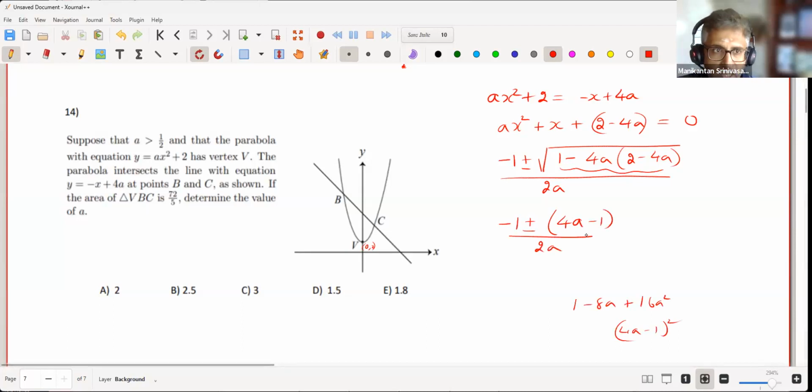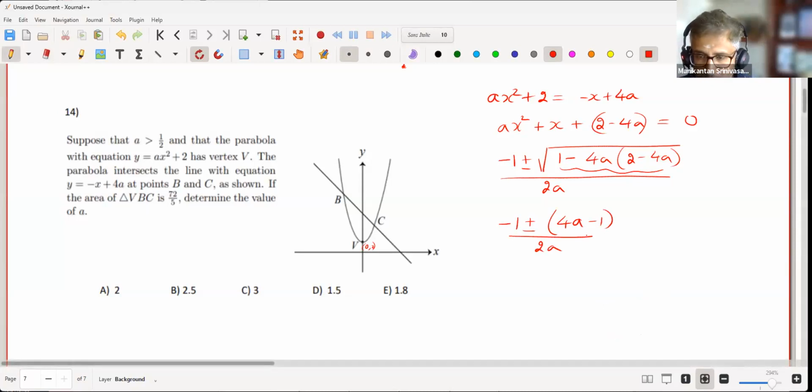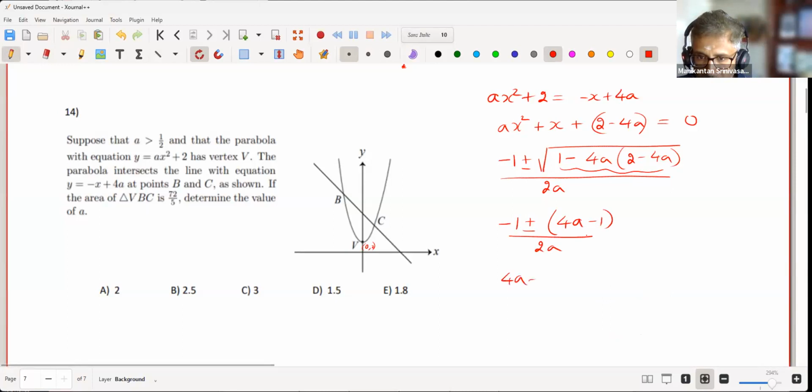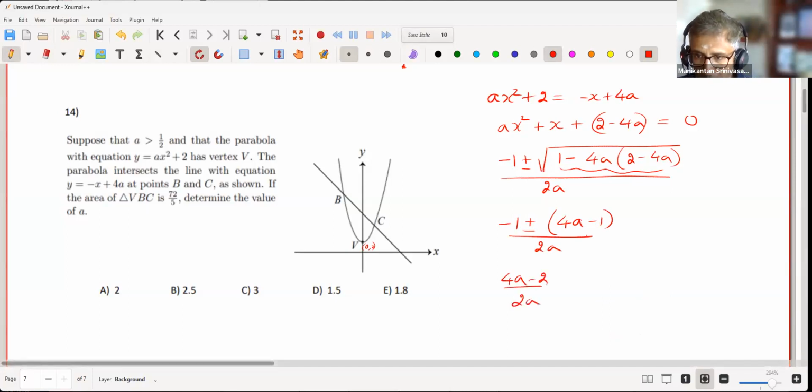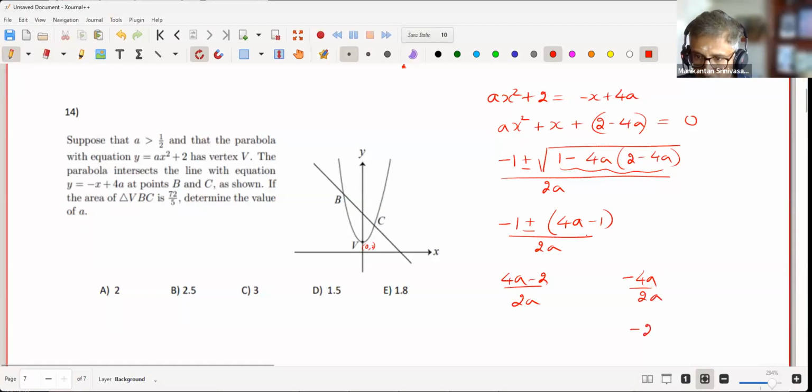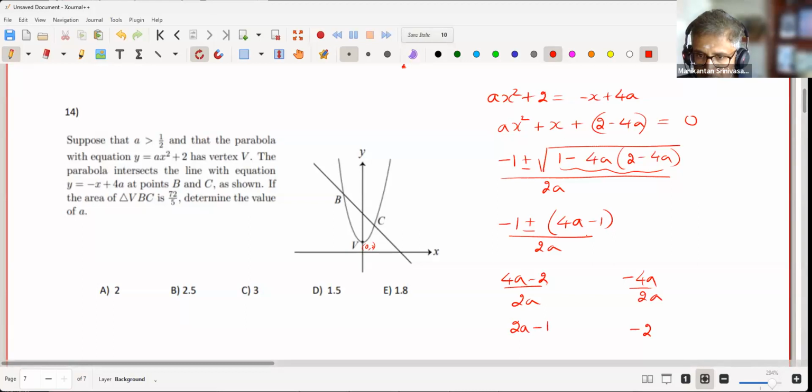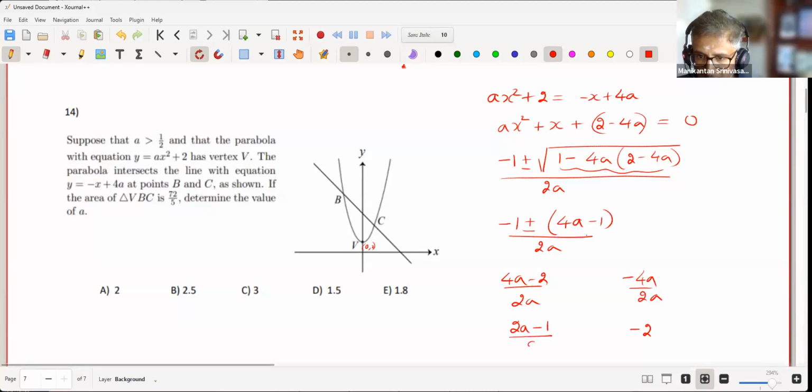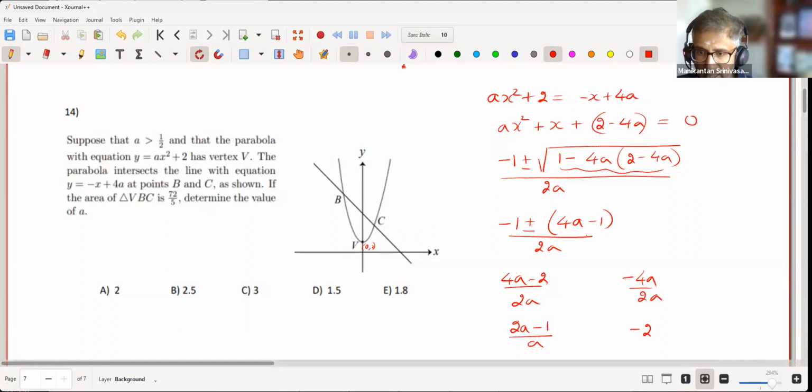So the two roots are minus 1 plus 4a minus 1. That will become 4a minus 2 upon 2a. And the other root is minus 1 minus this. So it will become minus 4a upon 2a. So the two roots are minus 2 is one root. The other root is 2a minus 1 by a, right? So this is one root and this is one root.